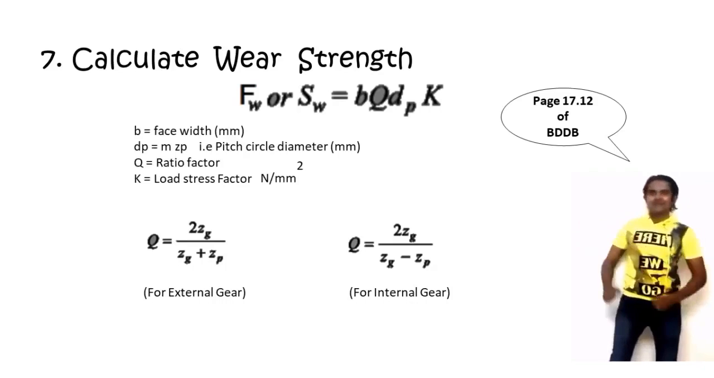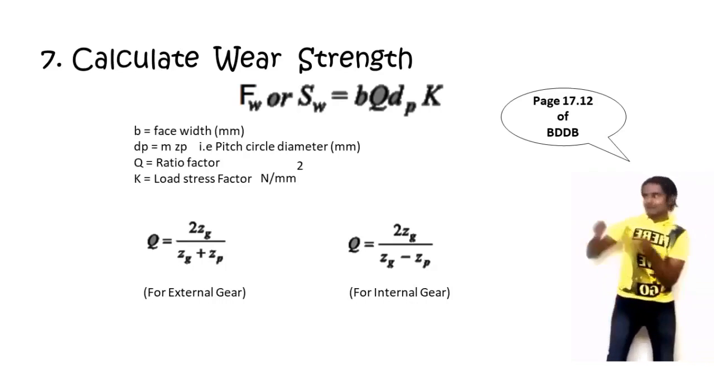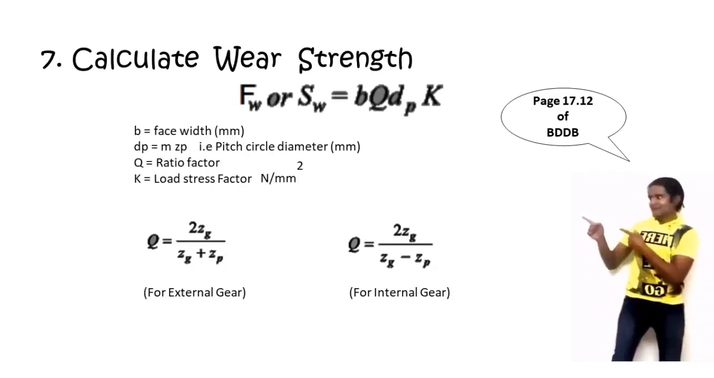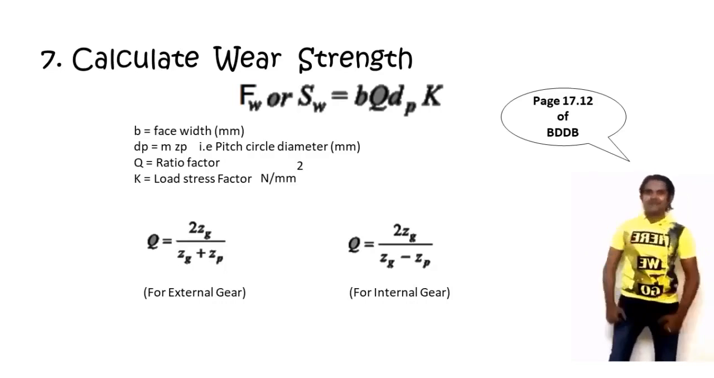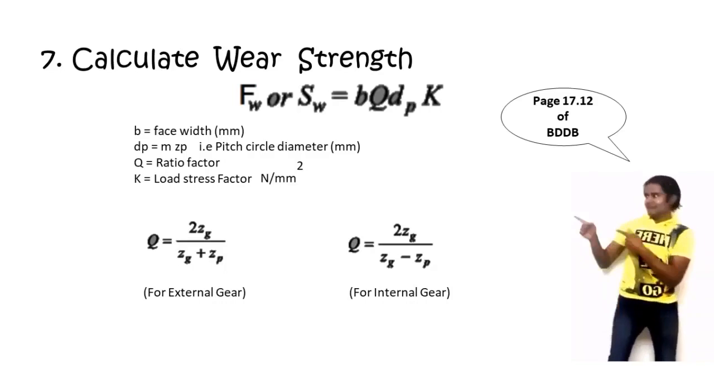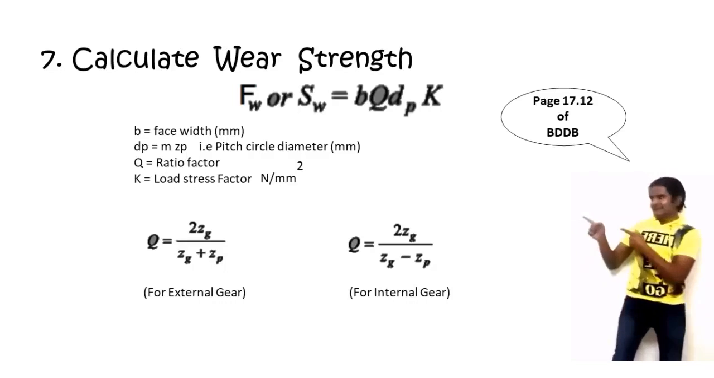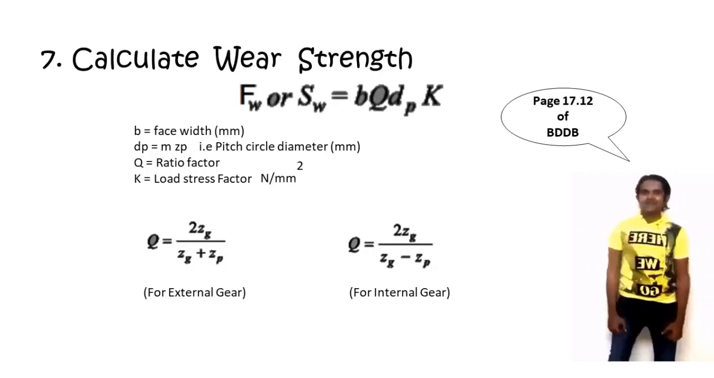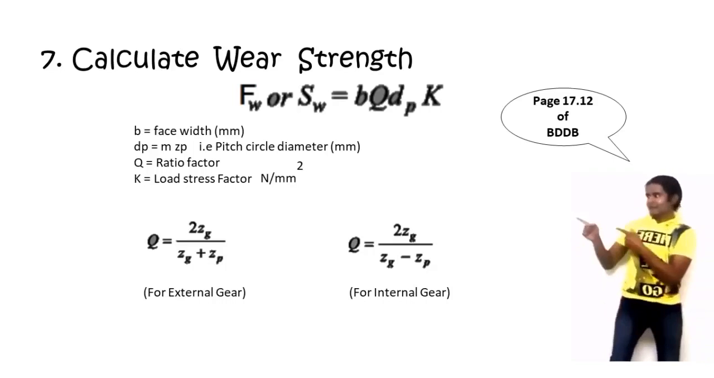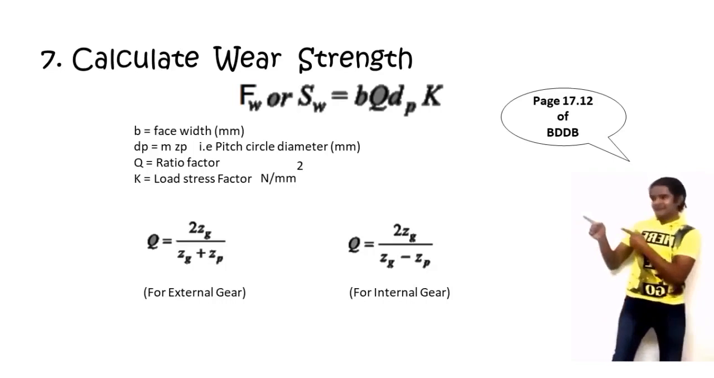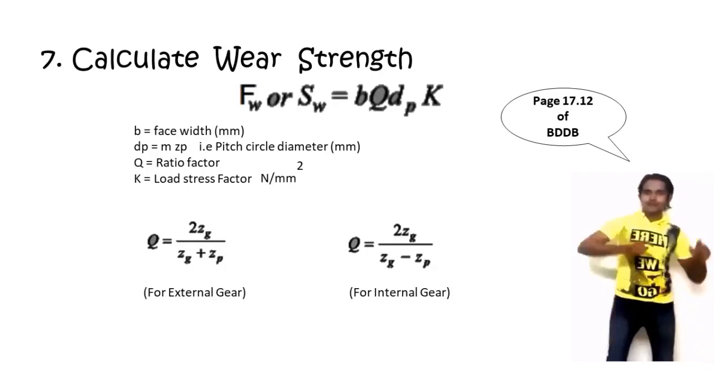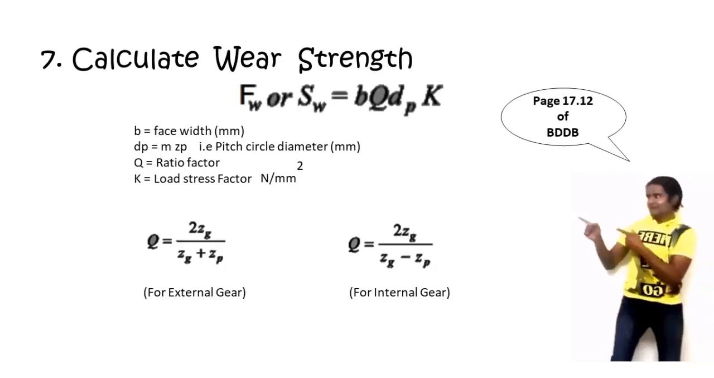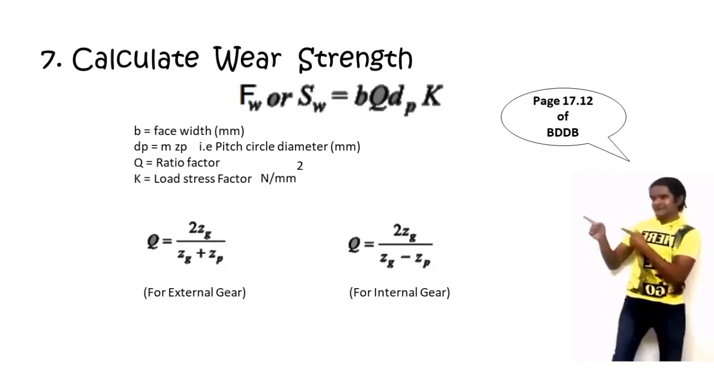b is the face width, it is in mm, and dP you have to write as m into zp. We have seen in the first formula, pitch circle diameter dp is module m into zp, the number of teeth on pinion. Q, ratio factor, like I told you, you have to use the first formula, which is for external gear, 2zg upon zg plus zp. Always use this formula. And K is the load stress factor. Load stress factor, I'll tell you how to calculate. You can find this formula on page number 17.12 of Bhandari design data book.